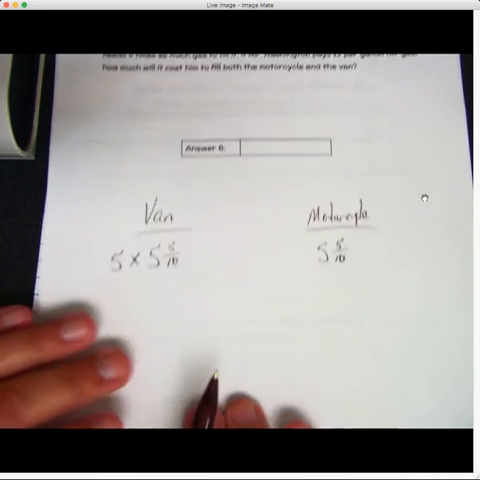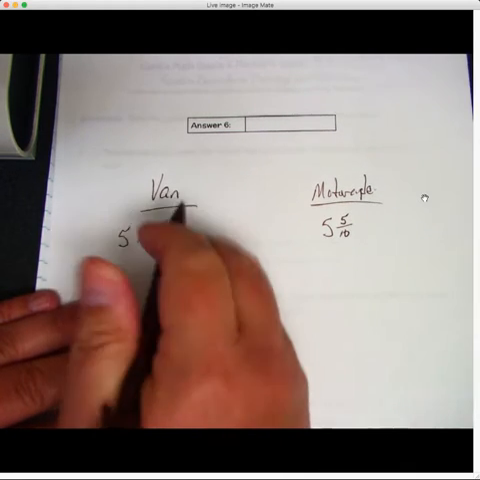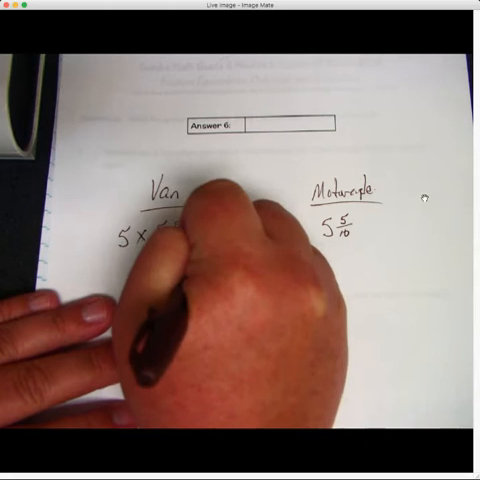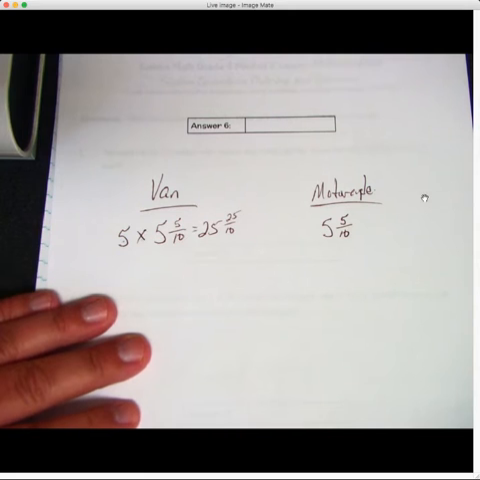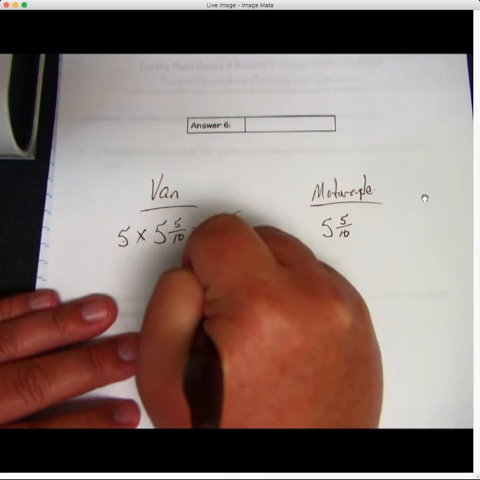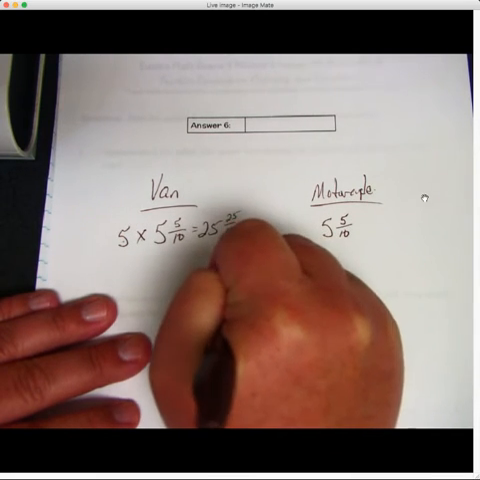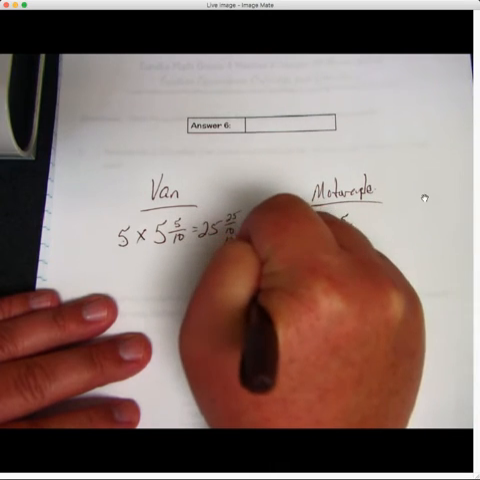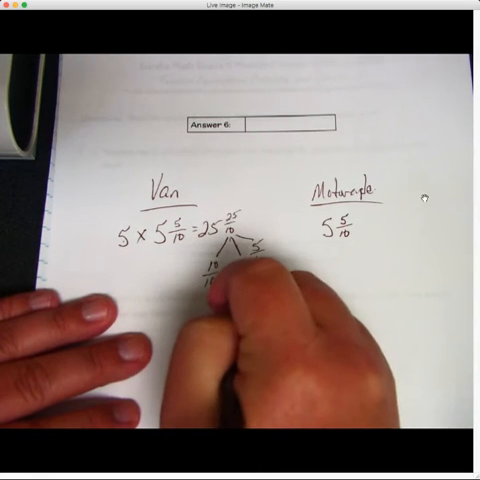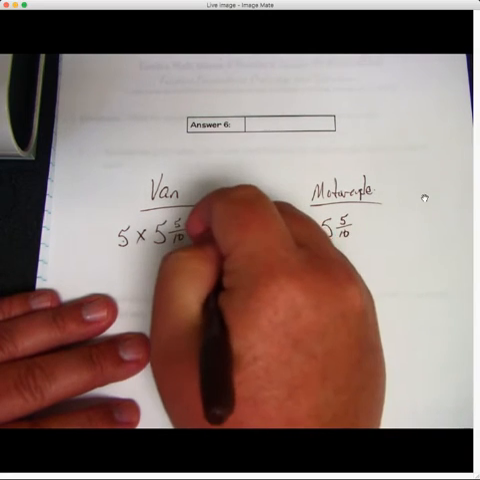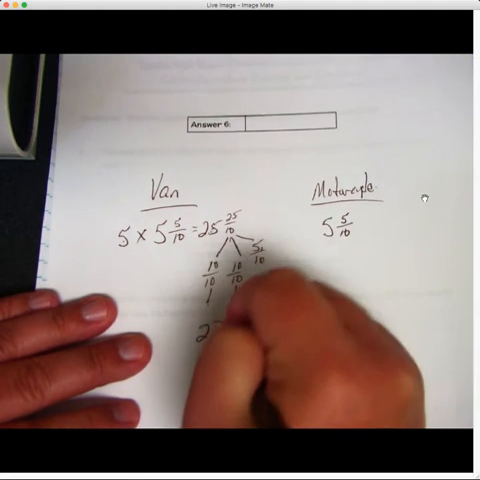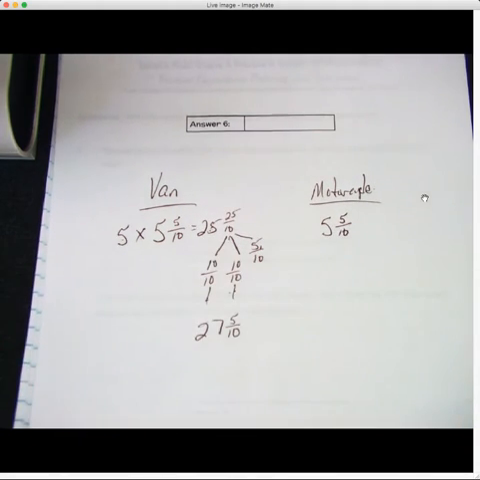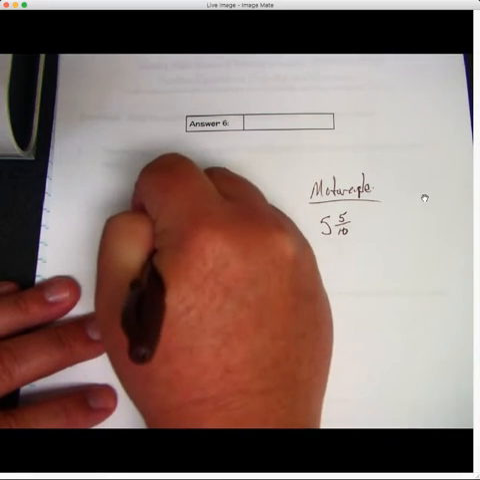So just like we did yesterday, let's multiply the whole number first. 5 times 5 is 25. 5 times 5/10 is 25/10. So 25 and 25/10. I've got to decompose this. It'll be 10/10, 10/10, that would be 20/10, and 5/10 would be 25/10. So I'm going to add 2 to this. 25 plus 2 is 27, and 5/10. All right, so the van holds 27 5/10.